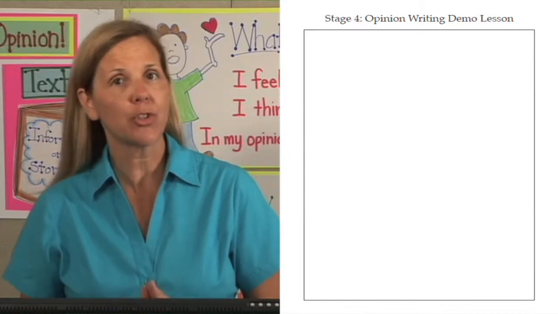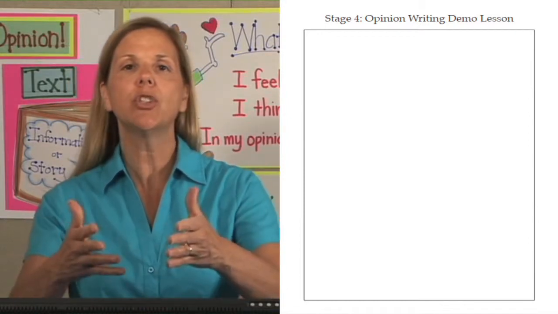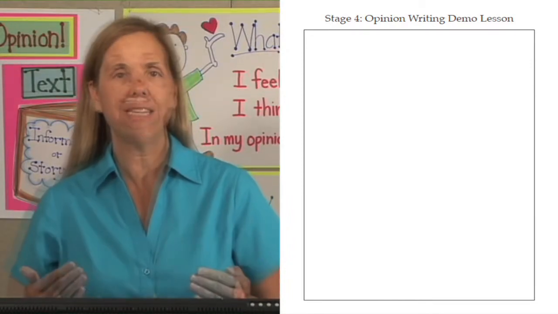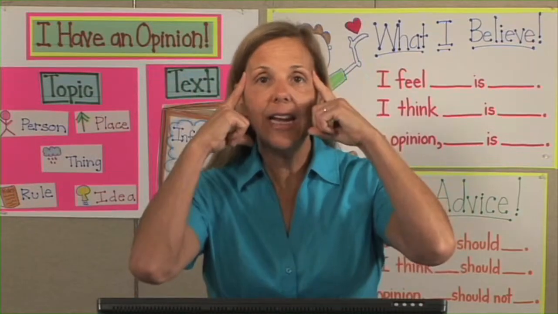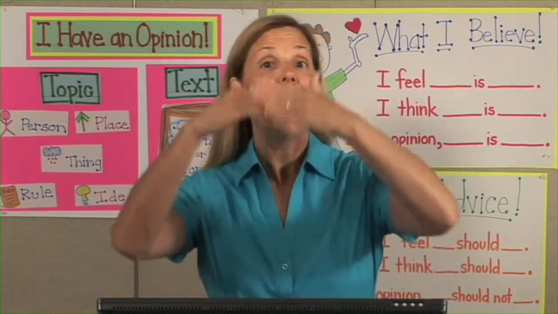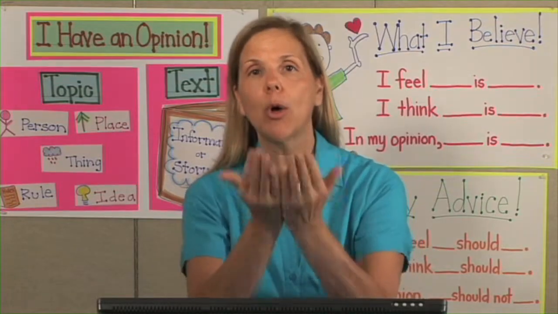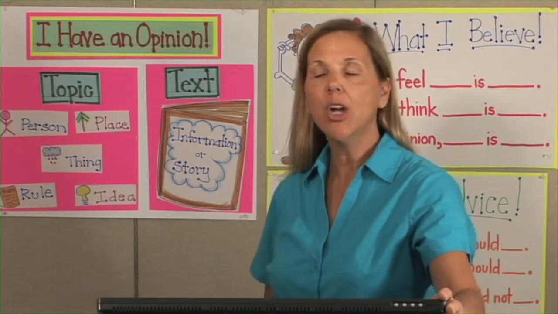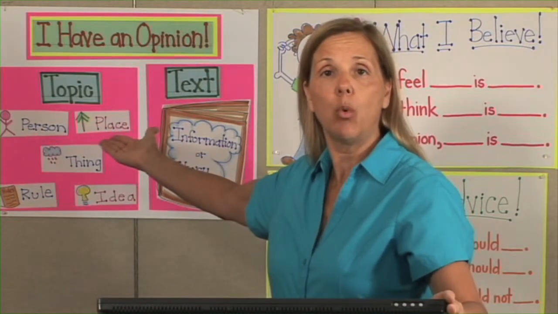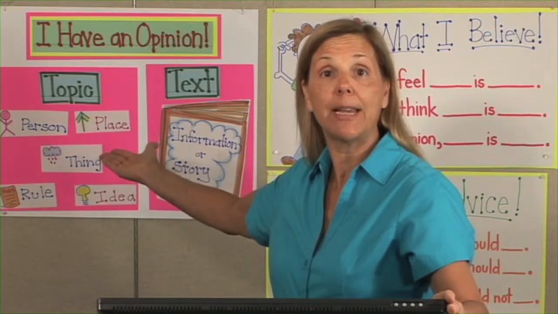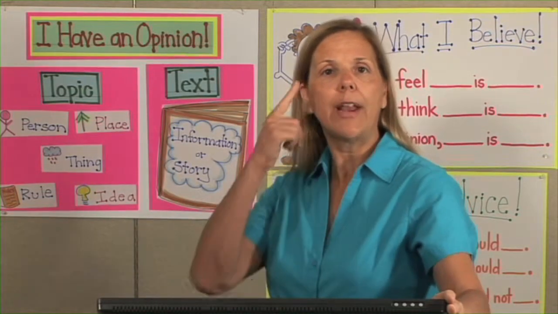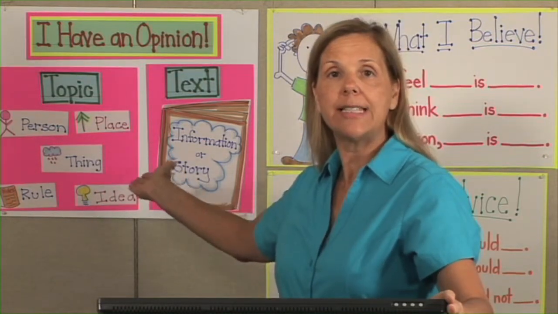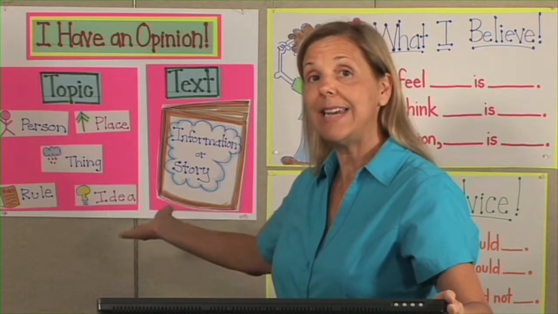Let's begin. We're about to start our Stage 4 lesson with our students, and we tell the students quickly what we are doing. Boys and girls, we are going to write an opinion. An opinion is what I think or how I feel about anything in the world or a book I've read. Let's look at our chart. What are we talking about when we have that opinion? We're going to say we have an opinion about the world. That's going to be a topic, meaning that I can tell you what I think or how I feel about a person, a place, a thing, a rule, an idea.